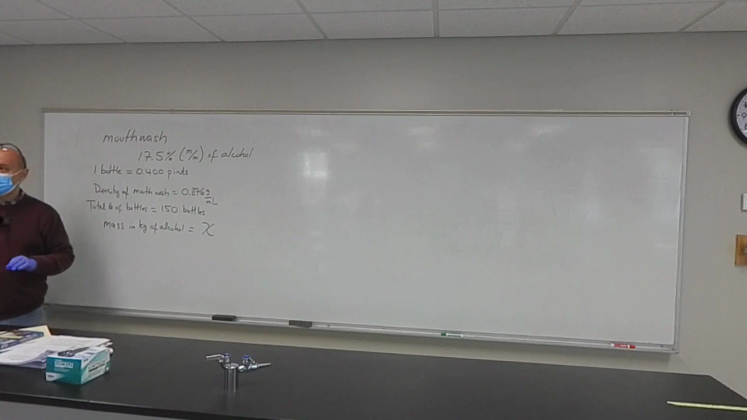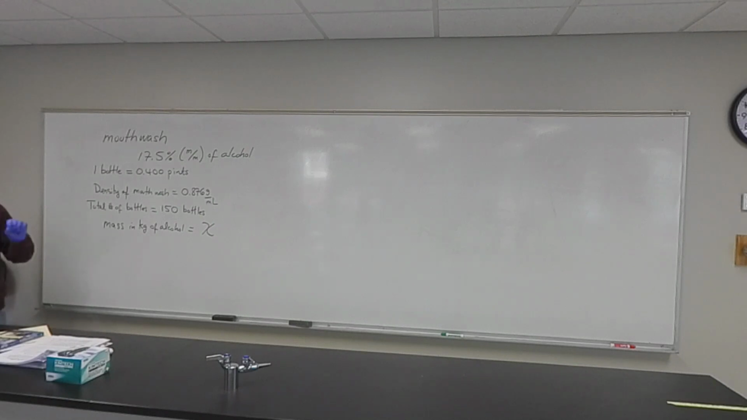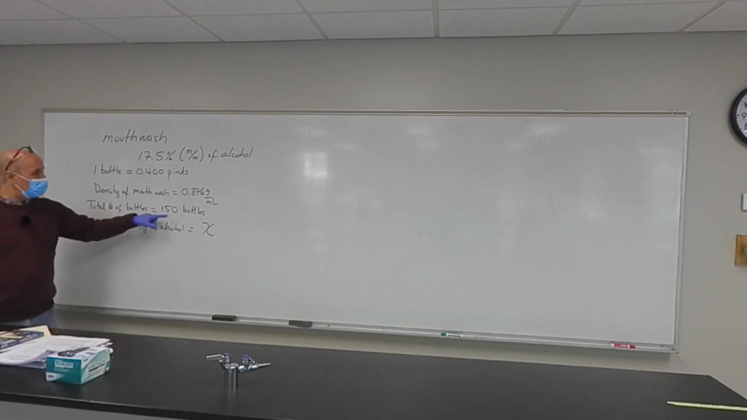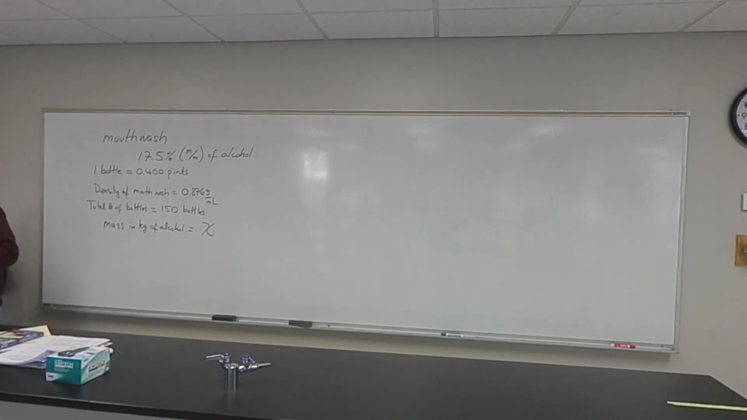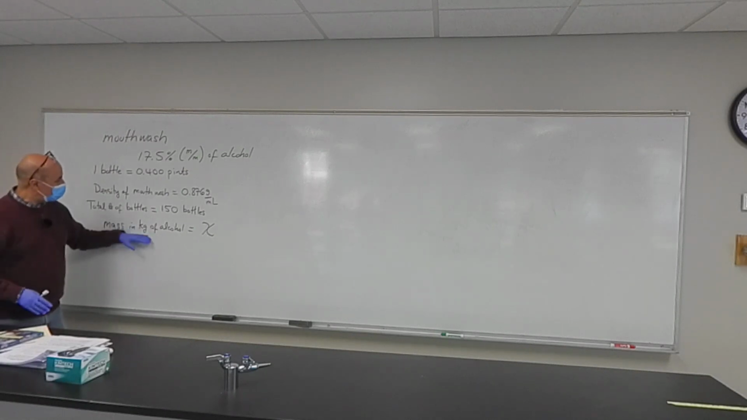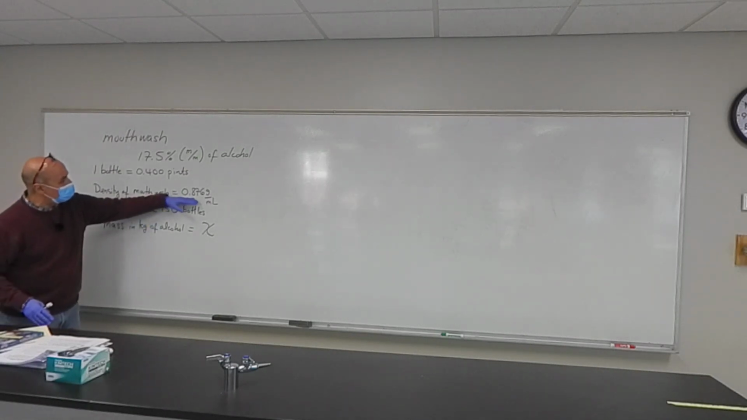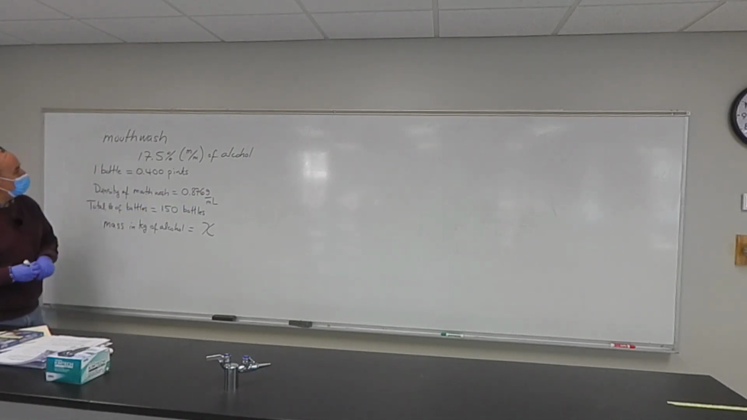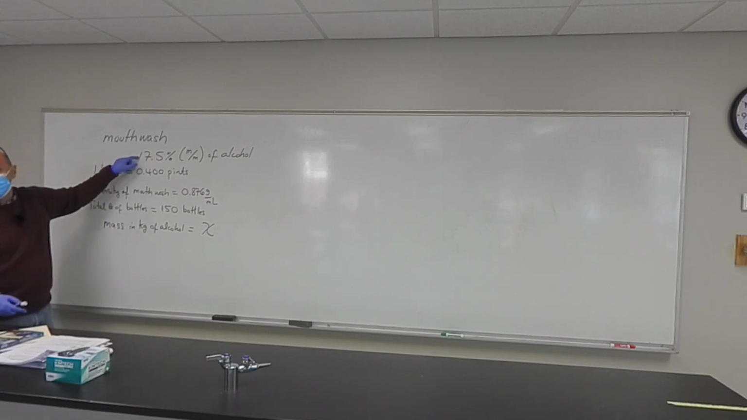And the question of the problem is, we want to know how many kilograms of alcohol, which is mass, are contained not in one bottle, but in 150 bottles of this particular mouthwash. So, as I look at this problem, the very first thing I want to do is get out of the English system. Because I have the metric system in kilograms, I have the metric system in the density, and I have the metric system, in a way, in the alcohol percentage. Of course, this could be in anything.